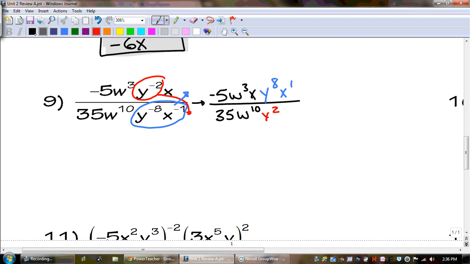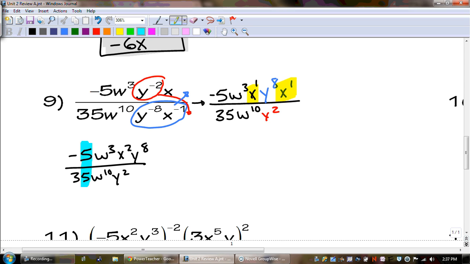So the next step would be to combine your like terms. On the top, we have x and x1. Well, that's an x1 too, so altogether we have x squared. So we have negative 5, w cubed, x squared, y to the 8th, and on the bottom we have 35, w to the 10th, y squared. Okay, so as we're getting ready to do our final answer, the first thing we're going to do is to reduce the numbers, which is, yeah, it ends up being 1 over 7.